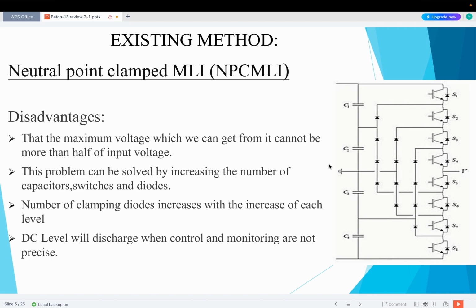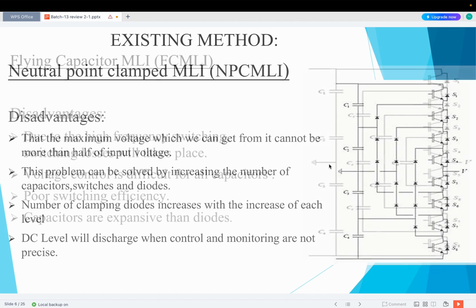Existing method: neutral point clamped multi-level inverter. Disadvantages: the maximum voltage which we can get from it cannot be more than half of the input voltage. This problem can be solved by increasing the number of capacitors, switches and diodes. The number of clamping diodes increases with each level. The DC level will discharge when control and monitoring are not precise.